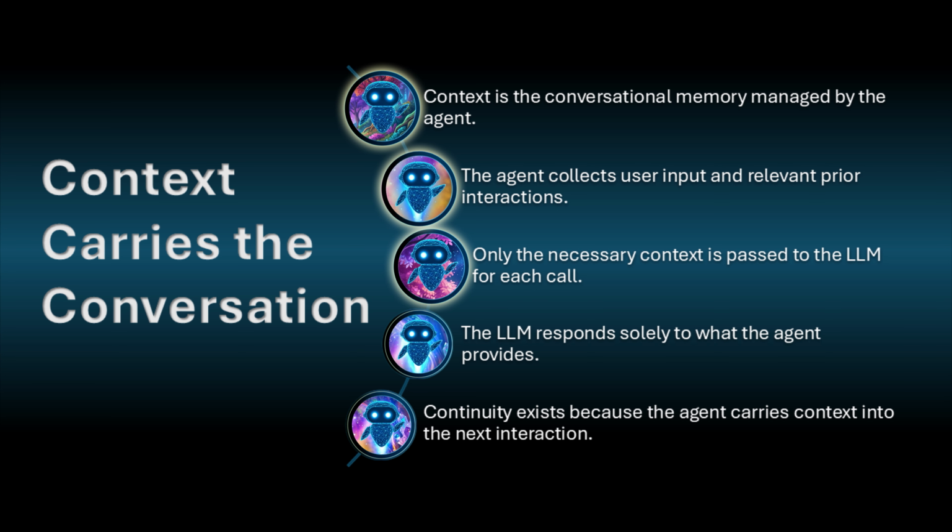The agent has to be selective about what it includes in a context because it costs money, takes time, and has size limits. Too much information in the context will confuse the model. The LLM responds solely to what the agent provides. Continuity exists because the agent carries context into the next interaction. That's how each individual LLM inference feels like a conversation.